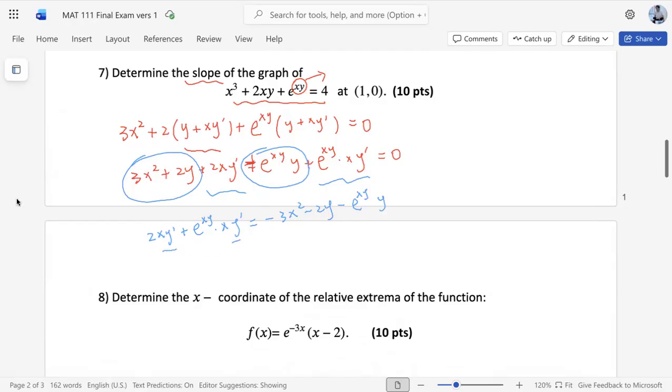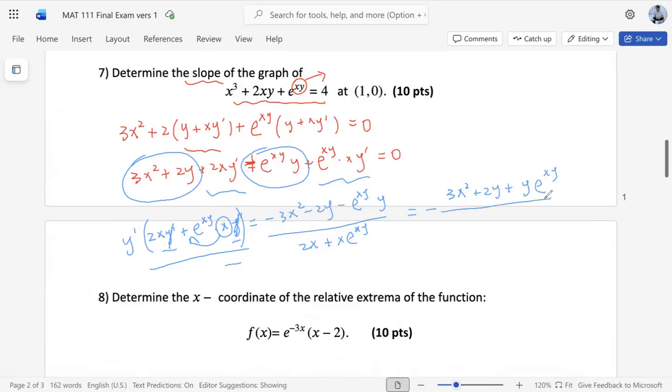Right now, I have y prime here, y prime here. I can factor out y prime outside, right? I can write down y prime outside. Then I divide both sides by 2x plus x e to the xy. The negative sign, you see the numerator, everybody has a negative sign, so I'm going to write down the negative sign up front. So negative, the numerator is 3x squared plus 2y plus y times e to the xy, all divided by 2x plus x e raised to xy.